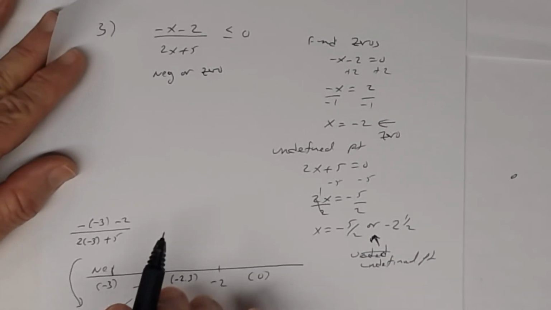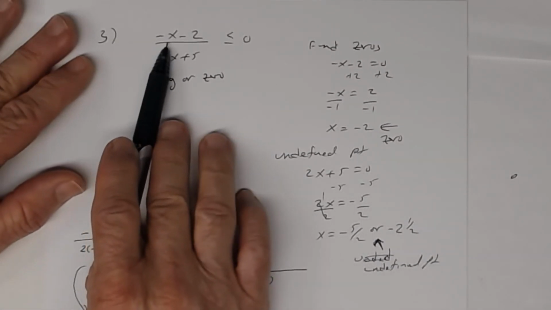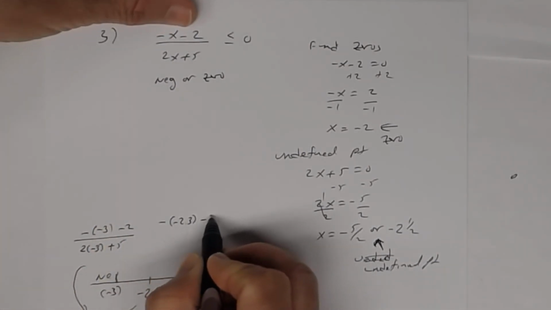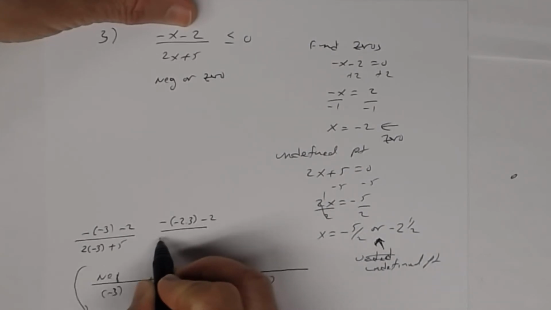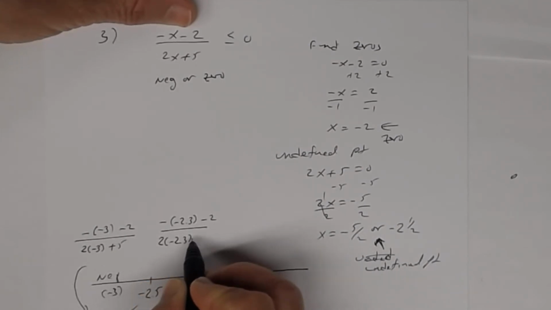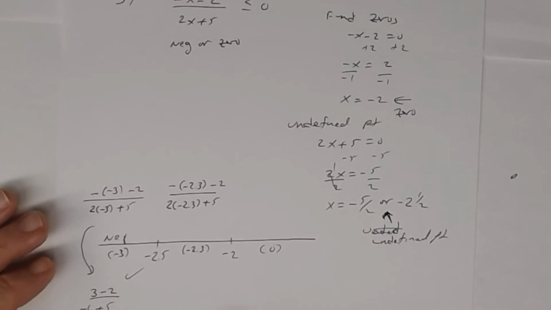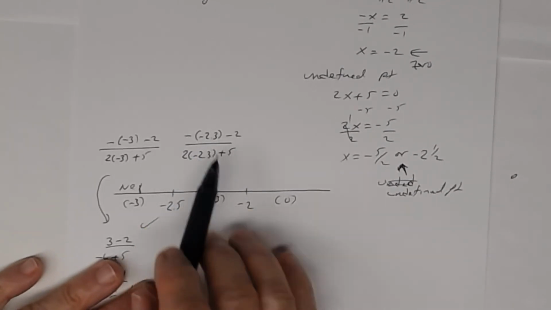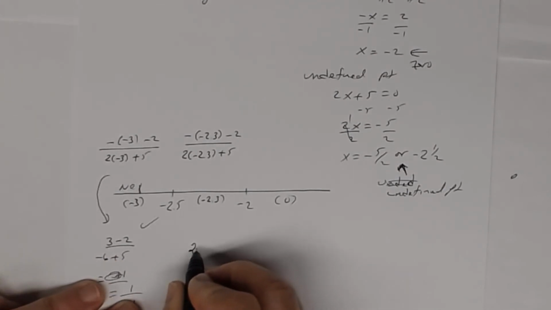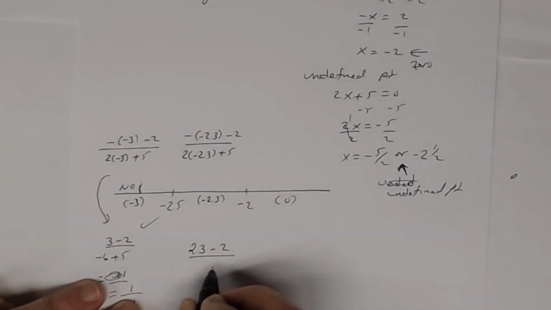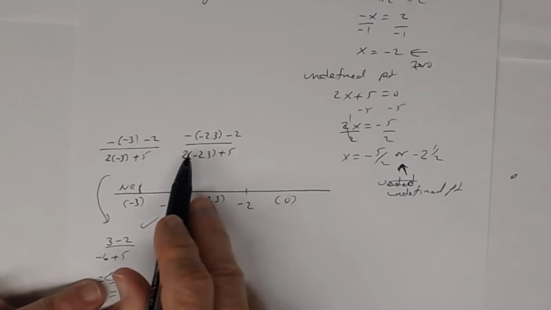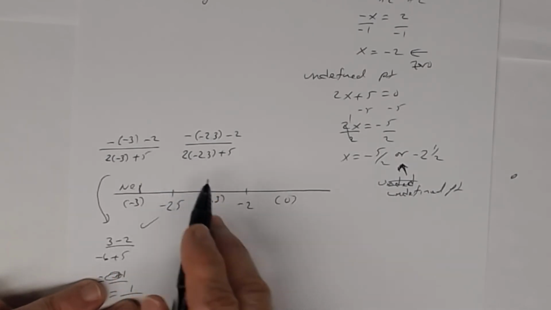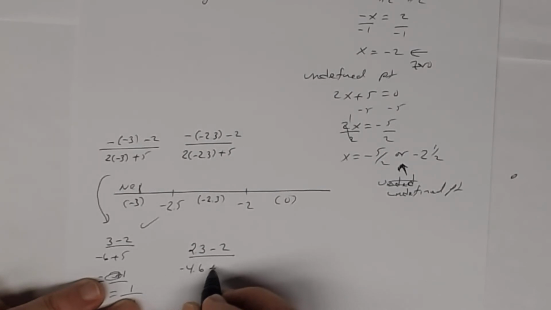We're going to do the same thing, so be careful. So think of this as the opposite of x. So the opposite of -2.3 minus 2 divided by 2 times -2.3 plus 5. Okay, so I'm going to write that information down here. The opposite of a -2.3 is a +2.3 minus 2 divided by 2 times a -2.3 is a -4.6. So I have -4.6 plus 5.